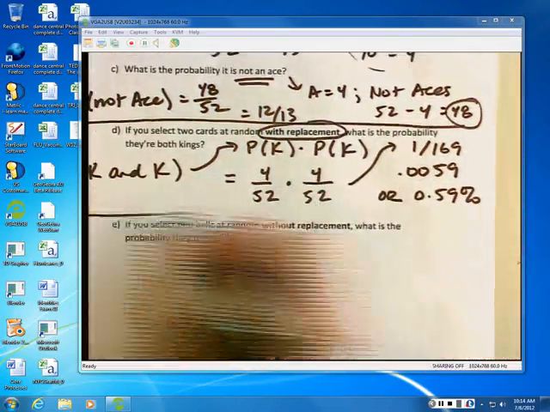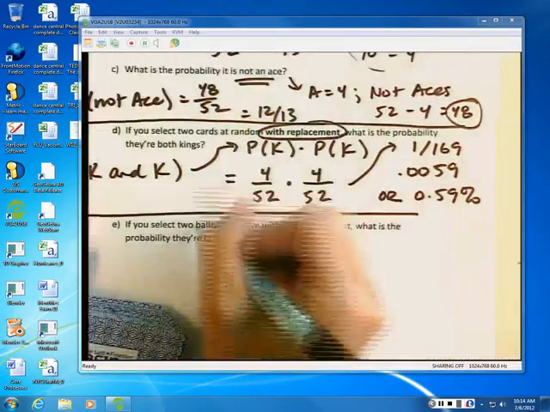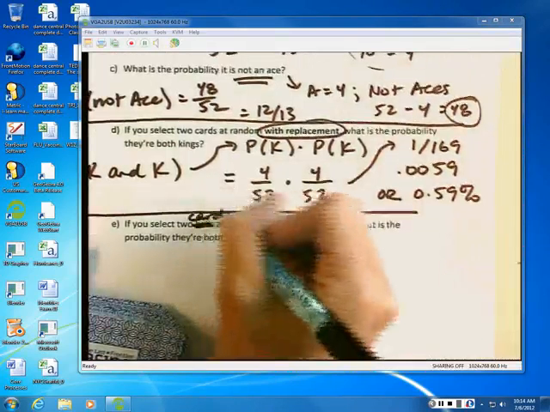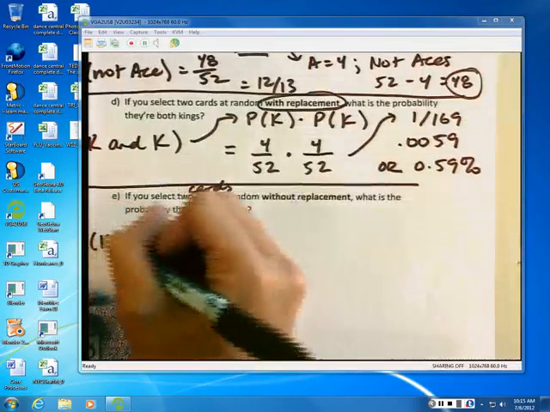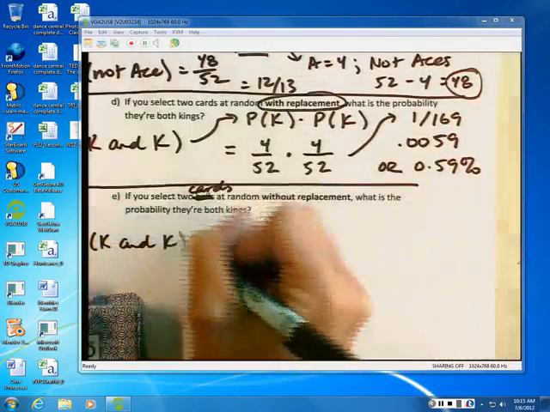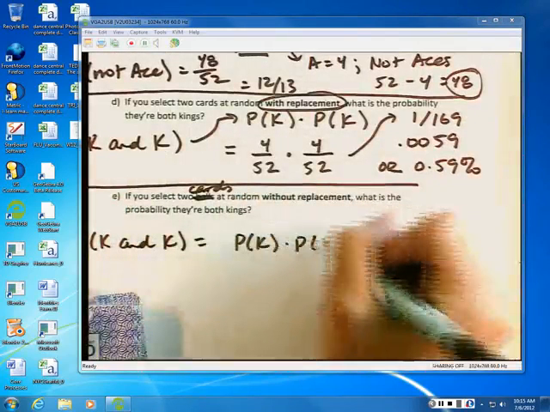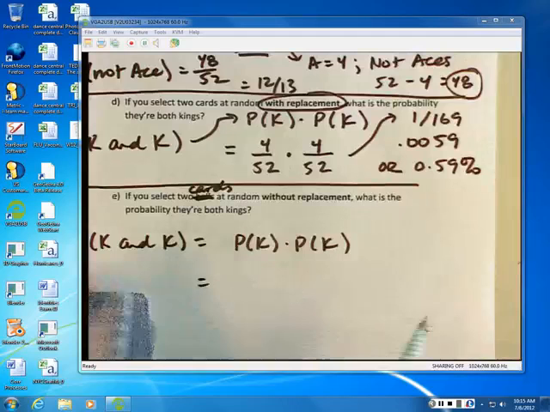Now let's do this one without replacement. So I'm still doing 2 cards at random without replacement. What's the probability that they're both kings? Okay, king and king. King and king means to multiply. Probability of a king times the probability of a king. So I'm going to do that first king. There are 52 cards here in my deck. So I've got 52 cards in my deck.